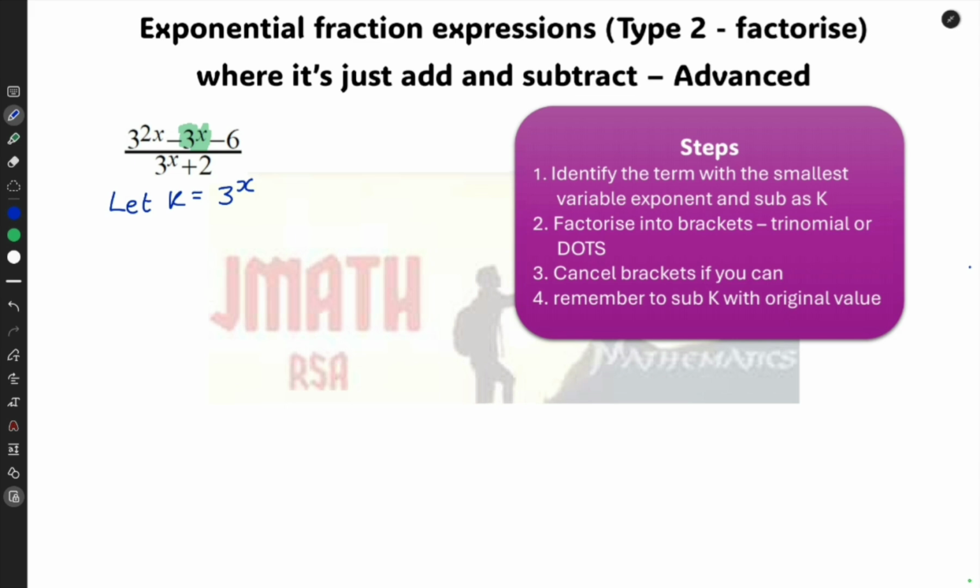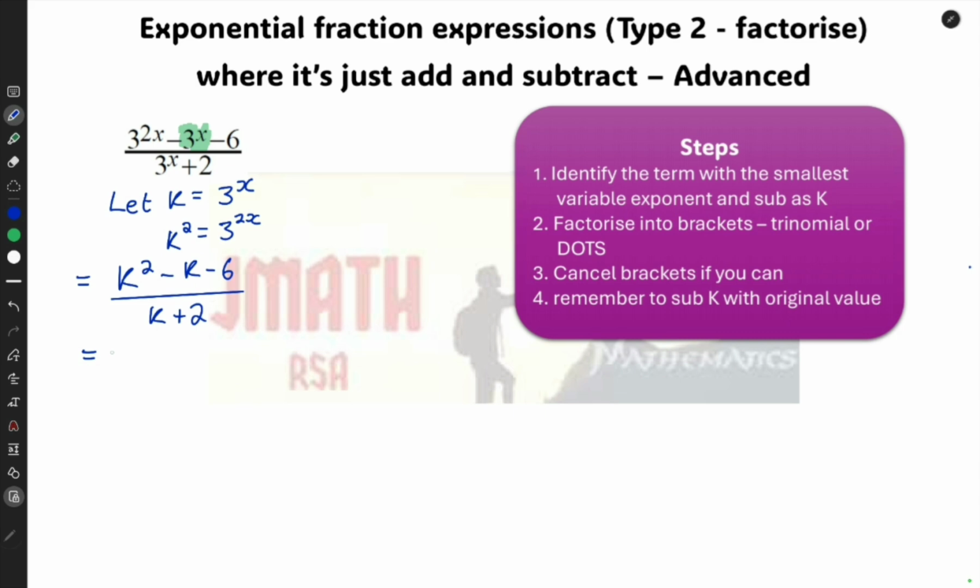So in this case, we're going to say k equals 3 to the power x. And now remember, this first term is just the square of the one we're going to make k. So I can say, therefore, let k squared equals 3 to the power 2x. So now I'm going to rewrite in terms of k. So I'm going to say k squared minus k minus 6 all over k plus 2. Now it's a grade 9 trinomial. I can do it easily and cancel out.